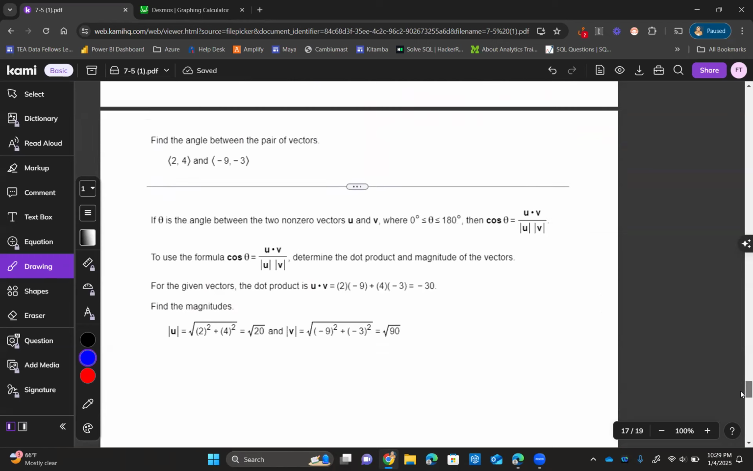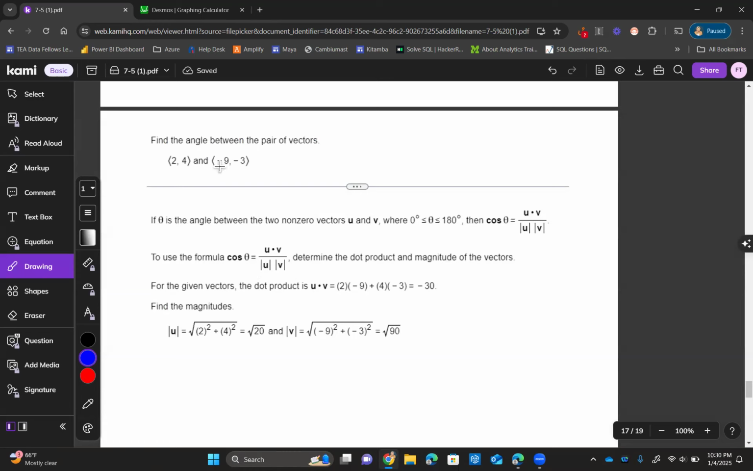Another homework question I copied here is asking the angle between these two vectors. The first vector is 2 comma 4, and the other vector is negative 9 comma negative 3. The theta between these two vectors will be calculated using this formula. Cosine of theta is equal to the dot product between these two vectors divided by the magnitude of the first vector times the magnitude of the second vector.